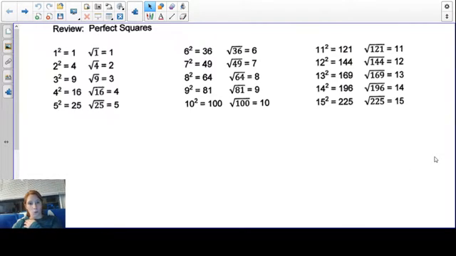Alright guys, so today we're going to talk about perfect squares and perfect trinomials. So let's take a look at our perfect squares list.